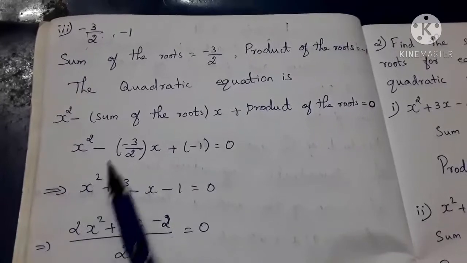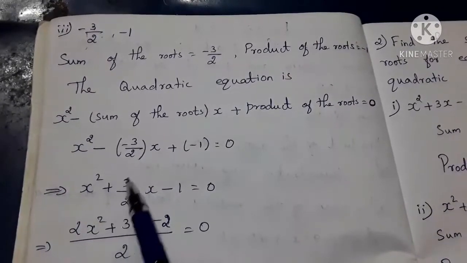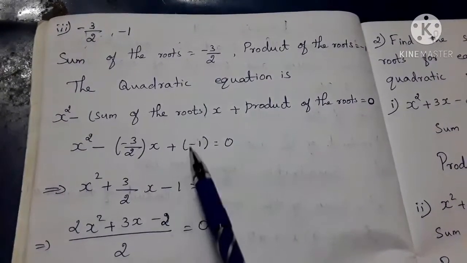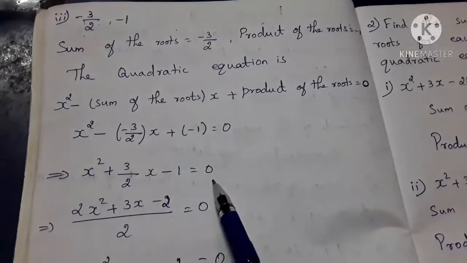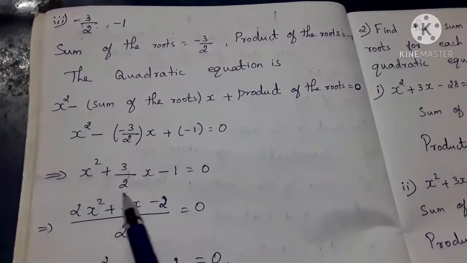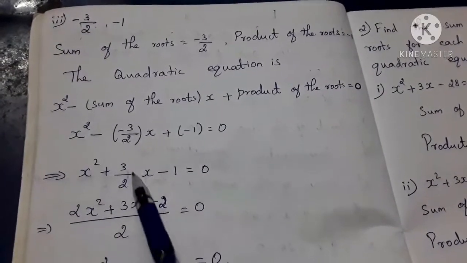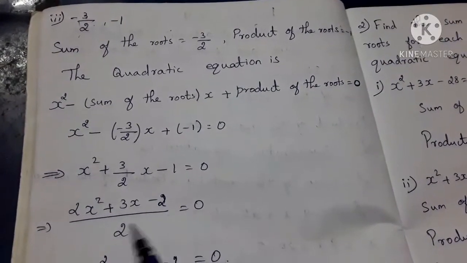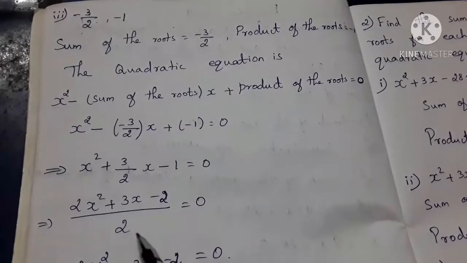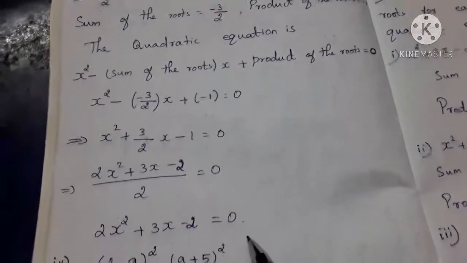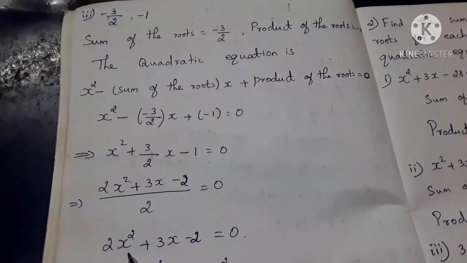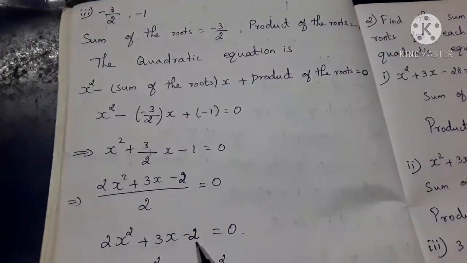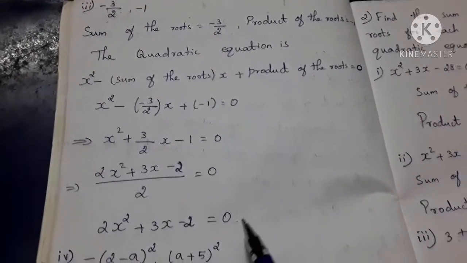So x squared minus (minus 3 by 2) x plus (minus 1) is equal to 0. Next we take the LCM: (2x squared plus 3x minus 2) divided by 2 is equal to 0. The 2 we have to multiply on this side, it becomes 0. So our quadratic equation is 2x squared plus 3x minus 2 is equal to 0.